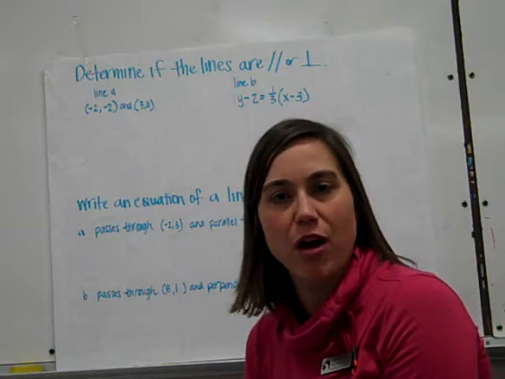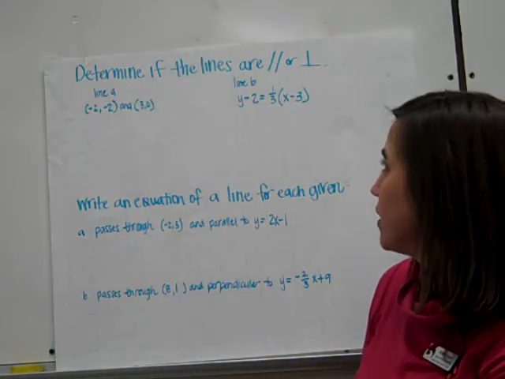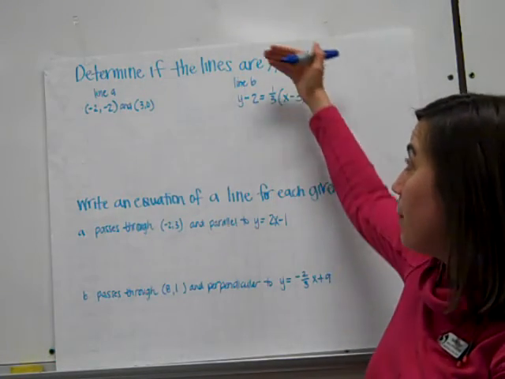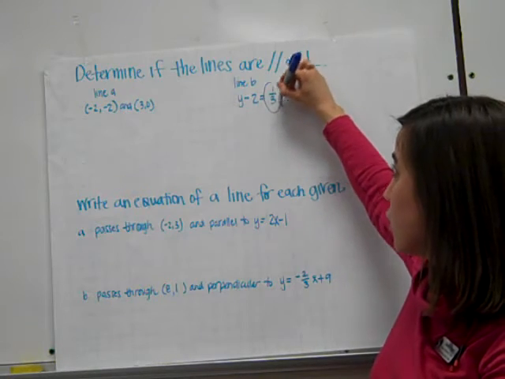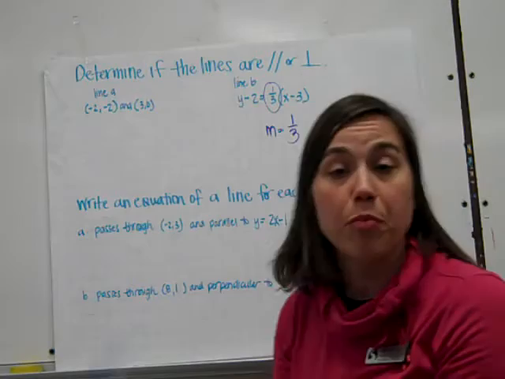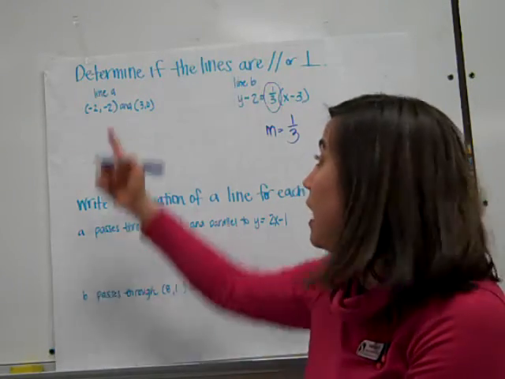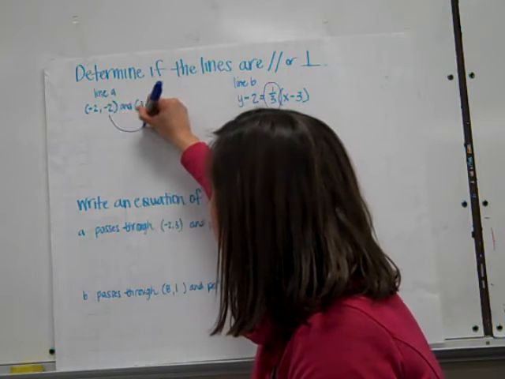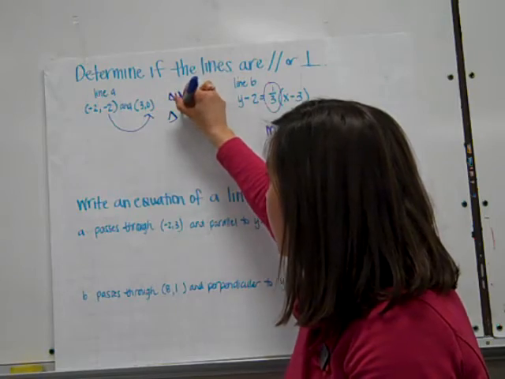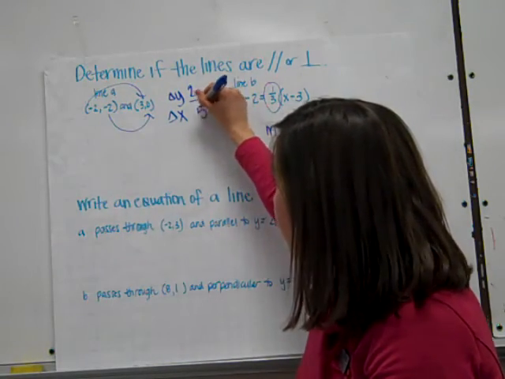Okay, so now we're ready for our solutions. In the first example, determine if the lines are parallel or perpendicular. I have lines A and B. On line B, I can see the slope right away. It is 1/3 because it's in point slope form. In line A, I have to find the slope. If I have 2 points, I would find the change in y. So my change in y is 2. And then I would find my change in x. From -2 to 3, I'm increasing by 5.